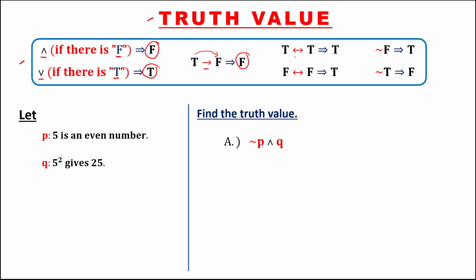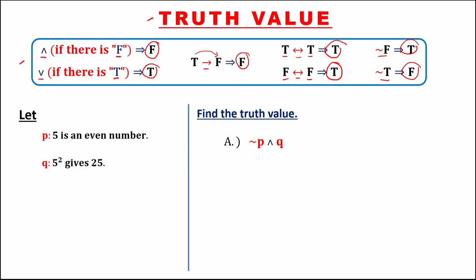Then for this biimplication or double arrow, if the same values, then the truth value is true. If different, then the truth value is false. Then for this, not false, that's true, and not true, that's false. This one is for negation.